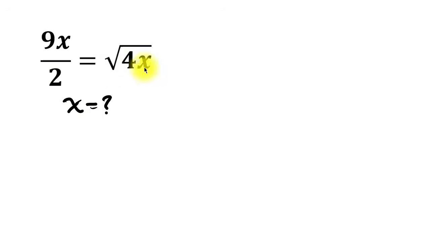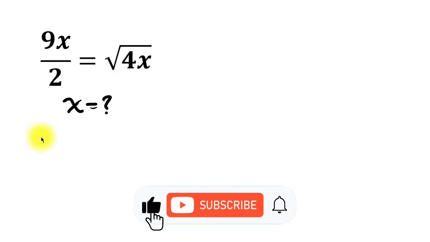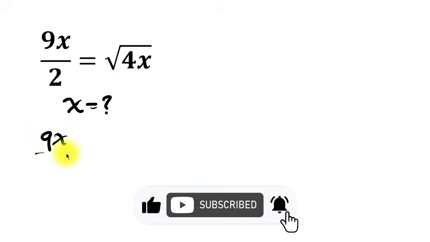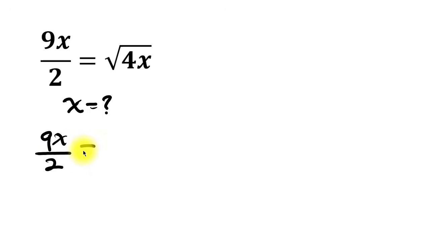Well, let's start with the right-hand side. Notice that the left-hand side is a fraction, and in order to make the right-hand side a fraction, we have to put over 1. So let's rewrite this expression. We have 9x all over 2 on the left to be equal to, now writing this as a fraction, we have the square root of 4x all over 1. Now let's cross multiply.